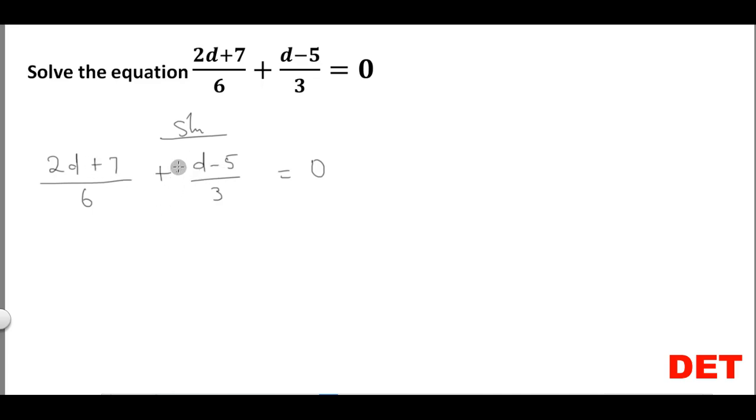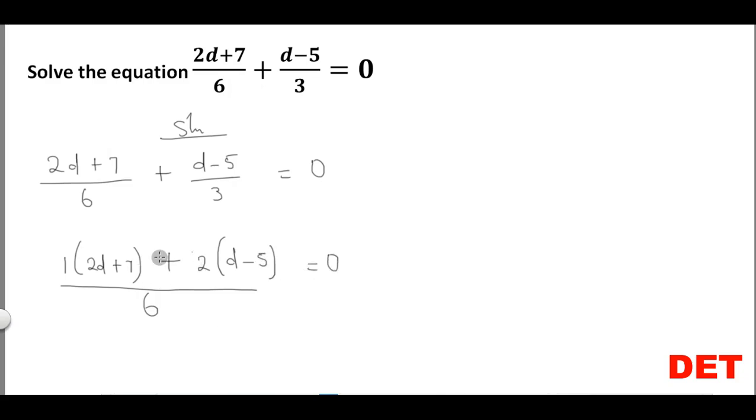By doing that, the first thing I would do is to look for the LCM of 6 and 3. The LCM of 6 and 3 is 6. So 6 divided by 6 is 1, we use 1 times the numerator, which is (2d + 7), plus 6 divided by 3, which gives you 2, times the numerator, which is (d - 5), equal to 0.